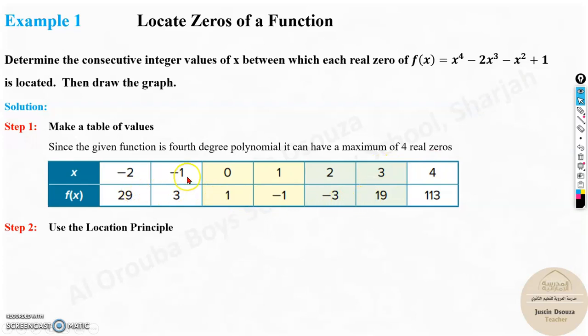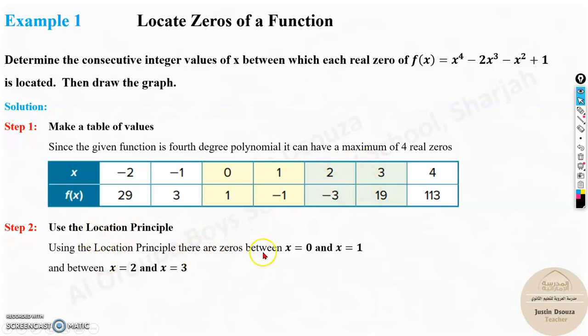Now from here you can see the sign of f of x, the value of the function, changes. From 0 to 1, it goes from positive to negative. And again from 2 to 3. So from the location principle, we can say there are zeros between the x value of 0 and 1, and also in between the x value of 2 and 3. So that is the location principle, zeros.